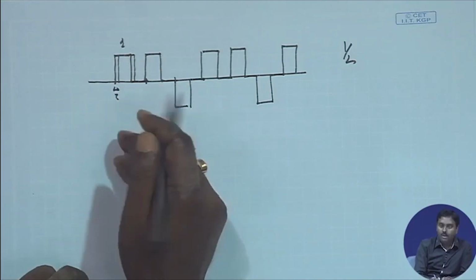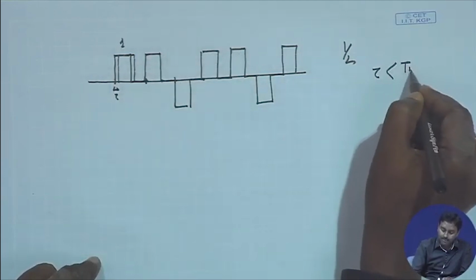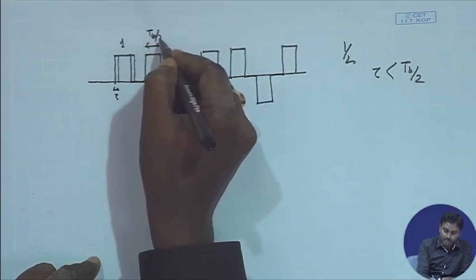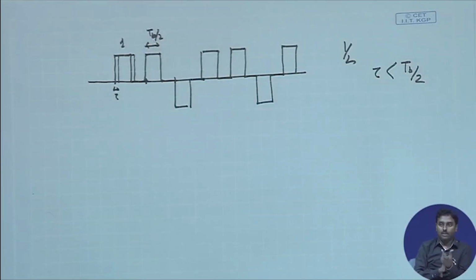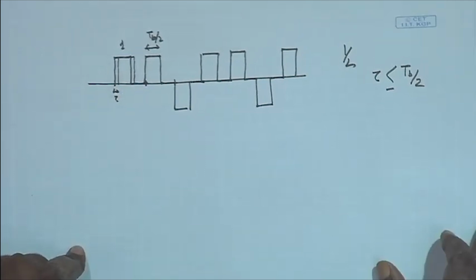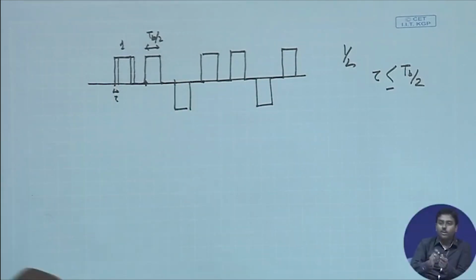Okay. So, what will happen? As long as this tau is less than Tb by 2, where Tb is the overall bit duration, I know that there will be some overlapping, and each pulse will have the same overlap, because it is not going beyond that pulse duration.